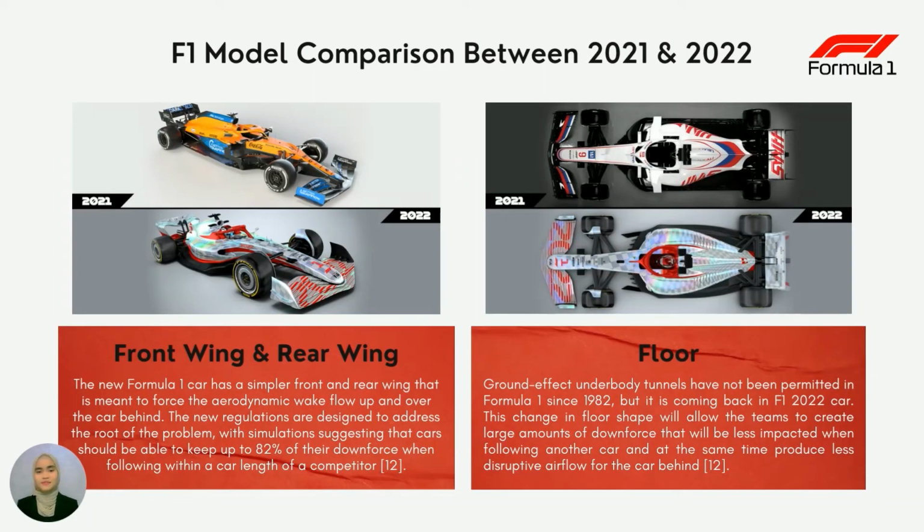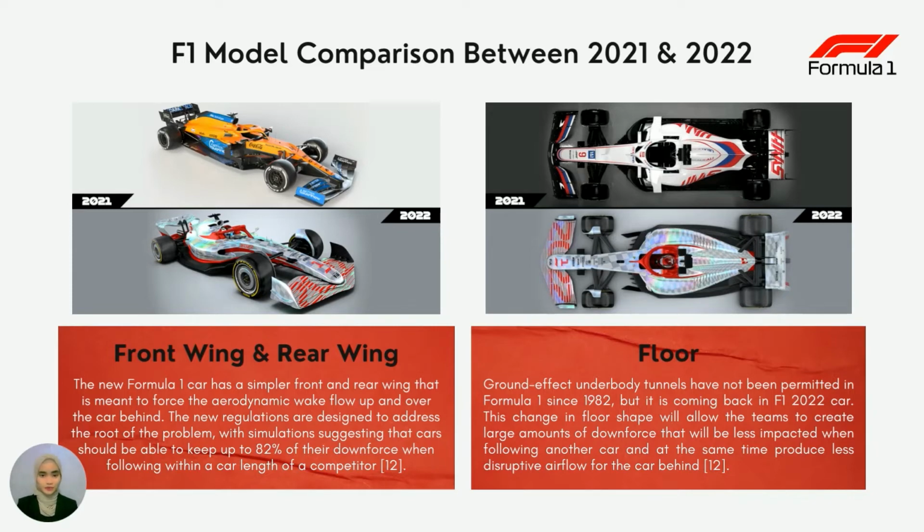Next, this is the model comparison between the 2021 and 2022 F1 cars. There are drastic changes, mainly involving these two highlighted structural designs, which are the front and rear wings and the flow of the car. The new F1 car has been given a totally new and much simpler front and rear wing that is meant to both generate consistent downforce when running closely behind another car and ensure that the front wheel wake is well controlled and directed down the car in the least disruptive way.